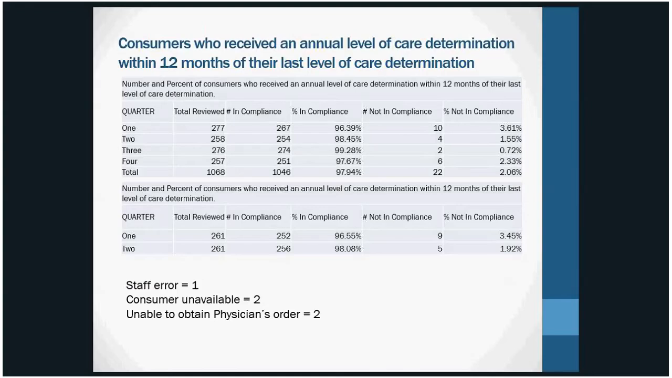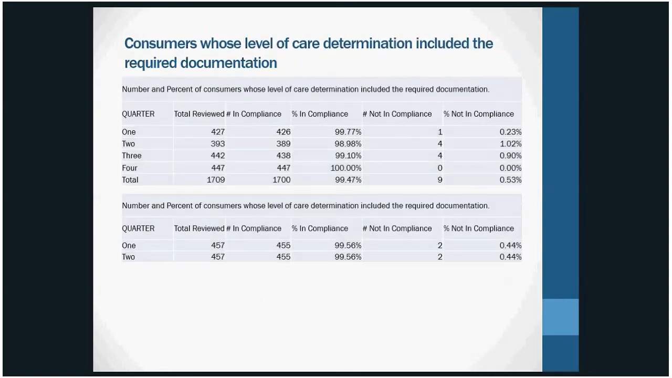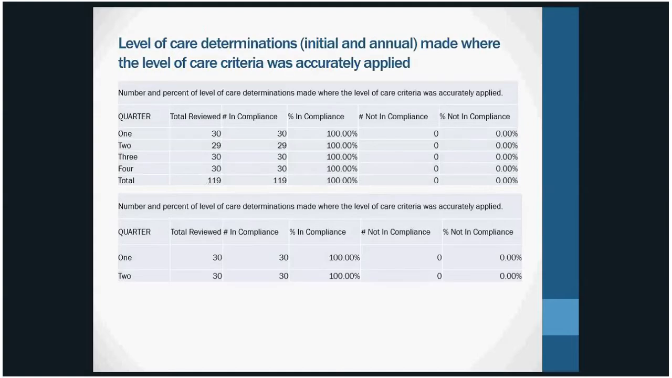Consumers who received an annual level of care determination within 12 months of their last level of care determination was at 98.08%. Consumers whose level of care determination included the required documentation was at 99.56%. Level of care determinations, initial and annual, made where the level of care criteria was accurately applied was at 100%.